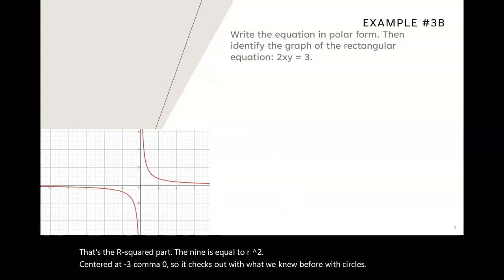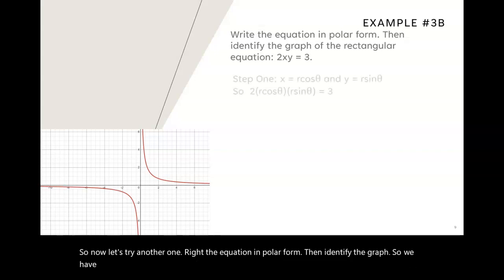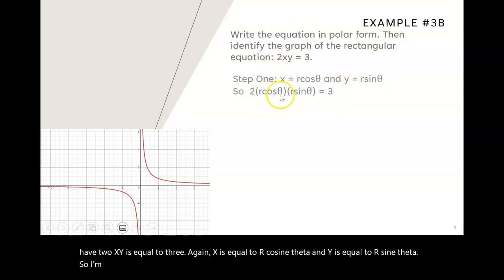So now let's try another one. Write the equation in polar form, then identify the graph. So we have 2xy is equal to 3. Again, x is equal to r cosine theta and y is equal to r sine theta. So I'm just going to plug both of those in directly.